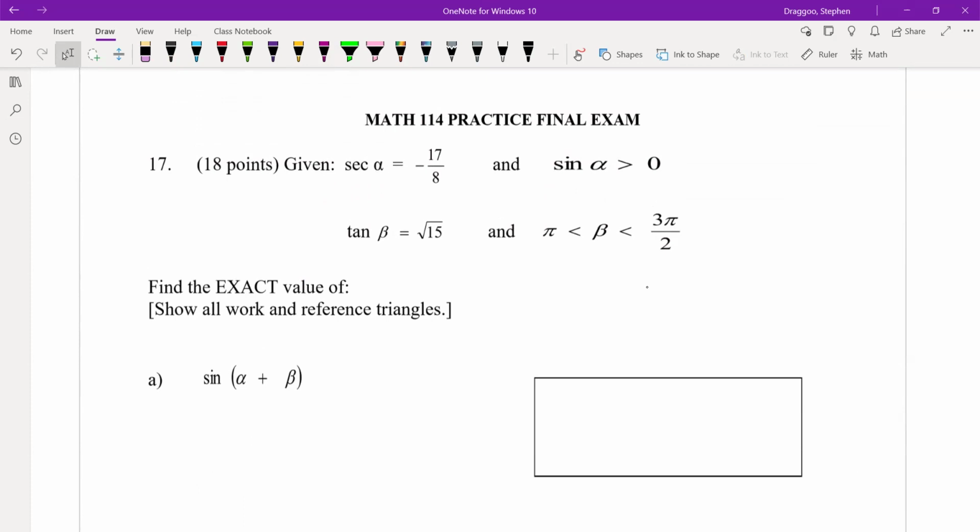First things though, I am interested in finding reference angles for both alpha and beta. So let's start by putting that together. I'll grab a coordinate axis.